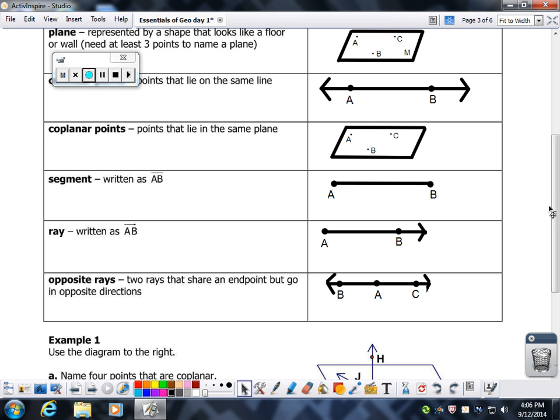A line segment has two endpoints, and the line stops at each endpoint. It can be written as AB or BA. Notice the segment does not have arrowheads on the ends because the line segments stop at each endpoint.